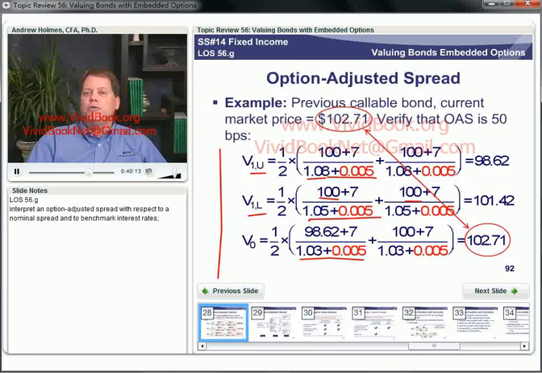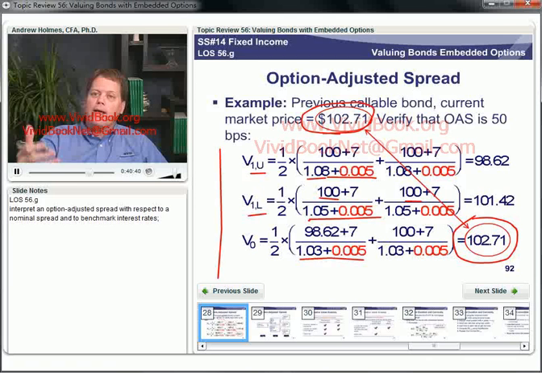And when we do that, now we come up with a value of 102.71, which was the same as the market price, almost like I've seen these slides before, isn't it? Okay, then we have calculated the option adjusted spread. So the OAS is the interest rate spread that we add to every interest rate in the binomial interest rate tree so that we force the model price to be equal to the market price. When we do that, we have calculated the option adjusted spread, what I would call the option removed spread.